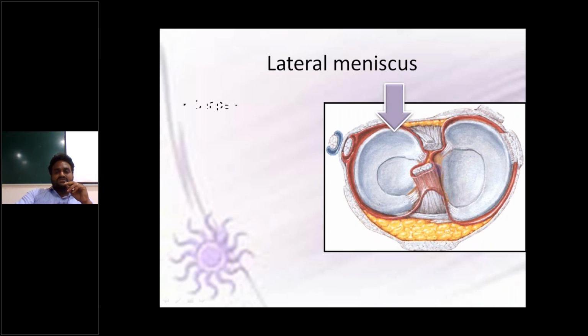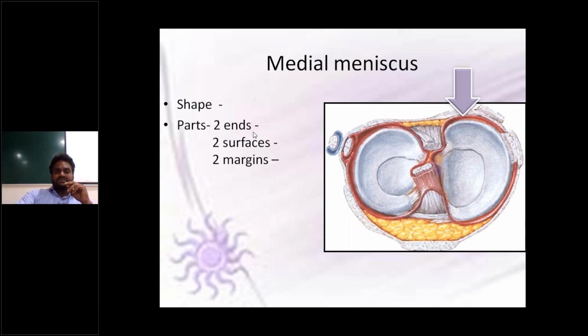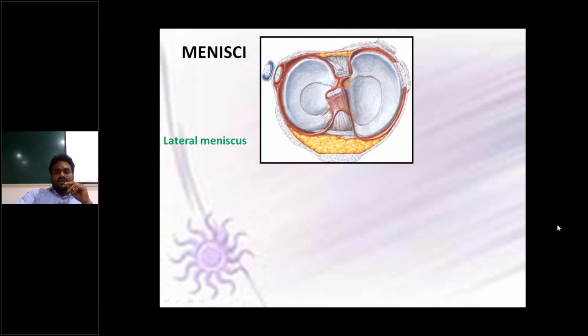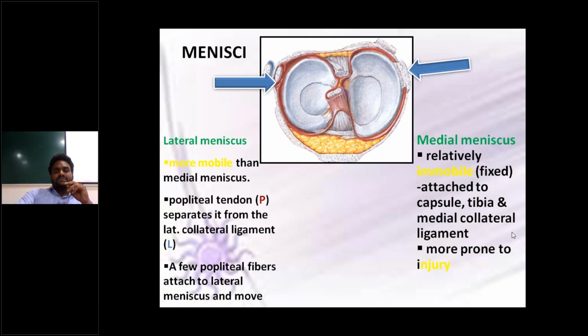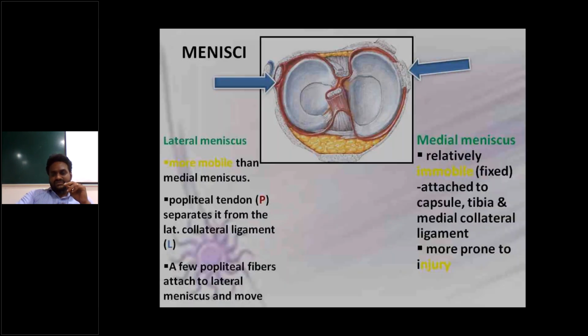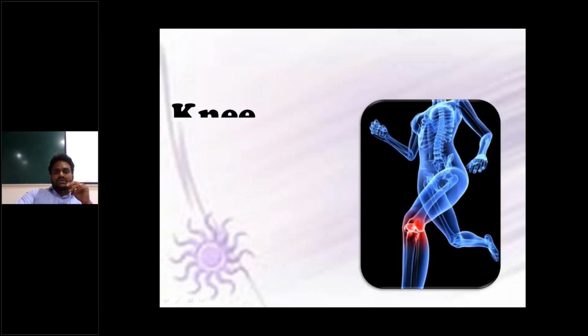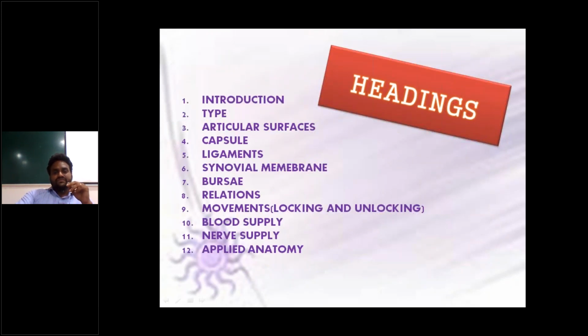The lateral meniscus is smaller and circular in shape. The medial meniscus is larger and C-shaped. Now here we can see the comparison between the medial and lateral menisci. The main differences: the lateral meniscus is more mobile, while the medial meniscus is immobile and more prone to injury. And the lateral meniscus is attached to fibers of the popliteus muscle. These are the differences.